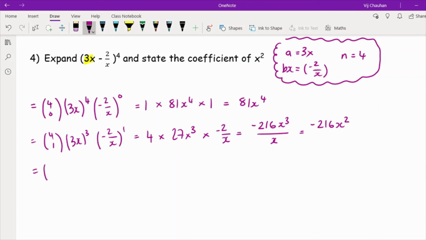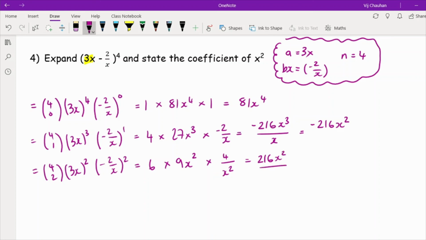So for the third term, I've got 4, 2, 3x to the power of 2, minus 2 over x squared. So 4 NCR 2 gives me 6 times 9x squared times, now minus 2 squared is going to give me positive 4 over x squared. So that then leaves me with 6 times 9 times 4, which is 216x squared over x squared. So let me just double check that, yeah. And so that will then leave me with just 216 because the x squareds cancel.